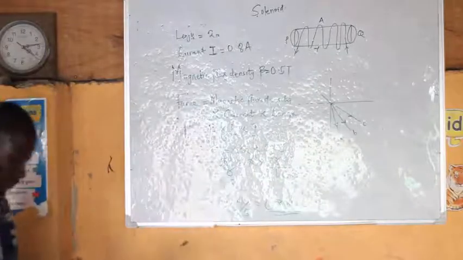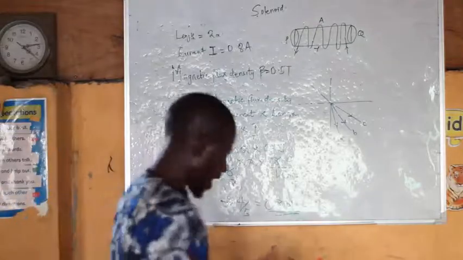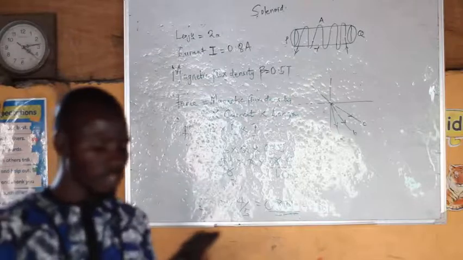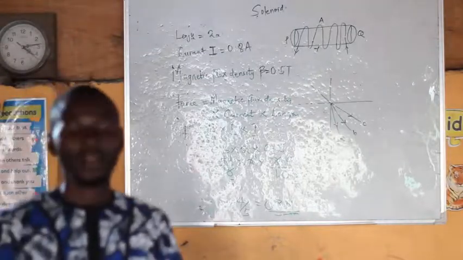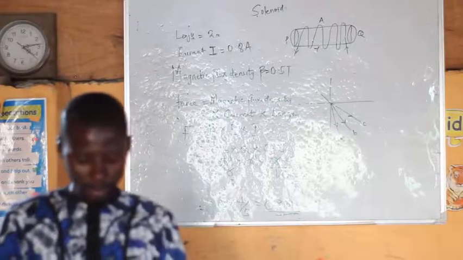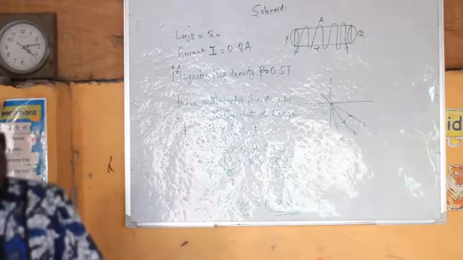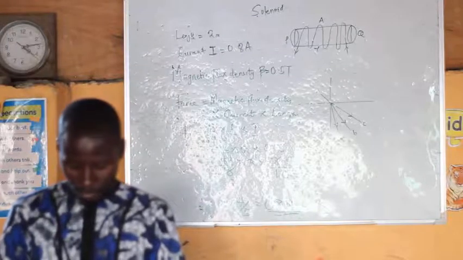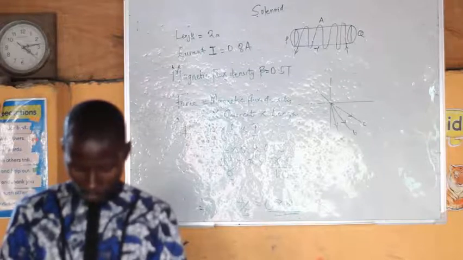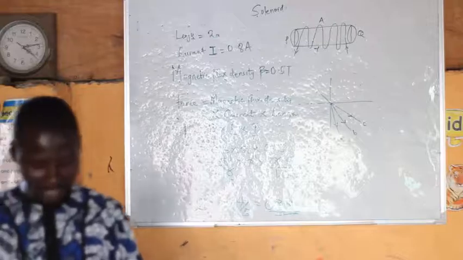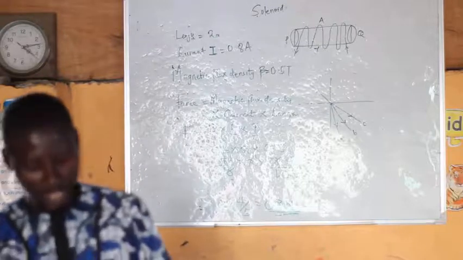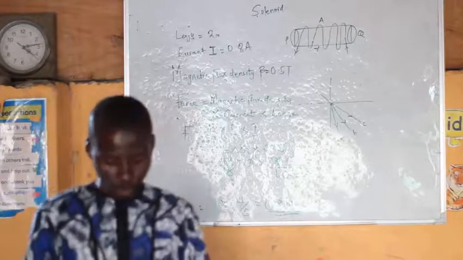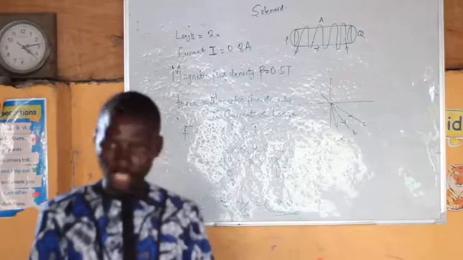For the third question, it is asking us that a cell of internal resistance 0.01 ohms can be measured accurately using the A, electroscope, B, potentiometer, C, ohmmeter, D, ammeter.